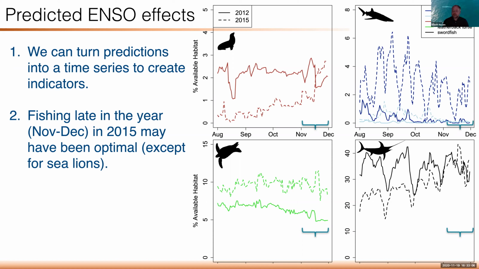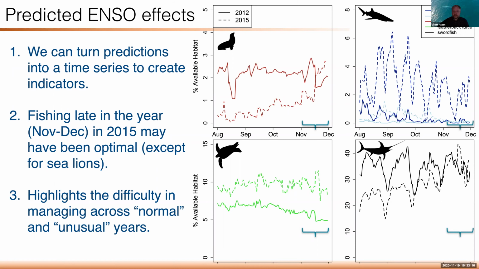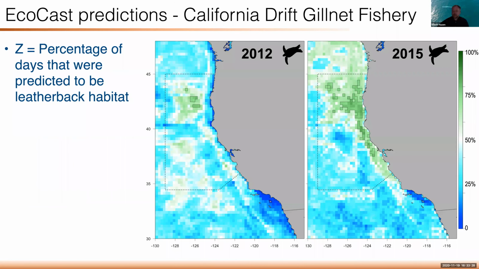So that's one of these other ways of a dynamic management approach, even if not implemented as a mandatory measure, that can still be used to assess environmental change on the ecosystem. And it also highlights that difficulty again in managing across normal years and unusual years when we know these species use the environment quite differently.